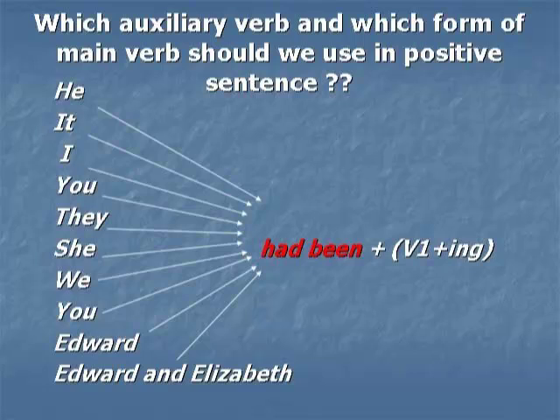Then the sentence will become he had been going. It had been going. I had been going. You had been going. They had been going. She had been going. We had been going. Name of one person or thing, for example, Edward had been going. Edward and Elizabeth had been going. In this way, by using helping verb had been plus first form of verb plus ing, you can make positive sentence of past perfect continuous tense.